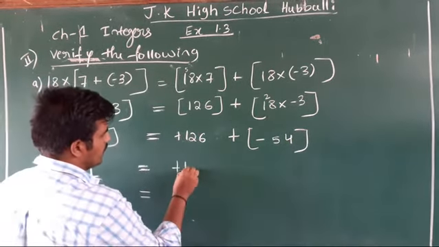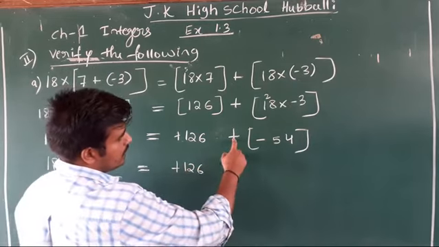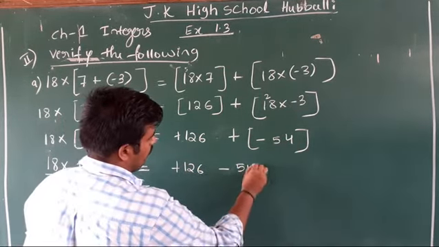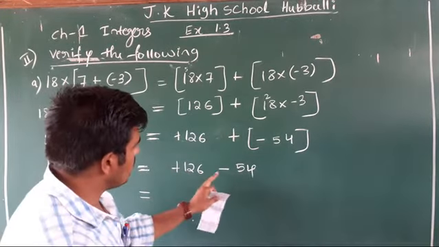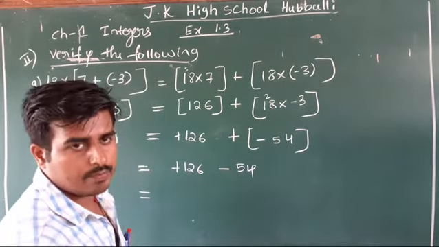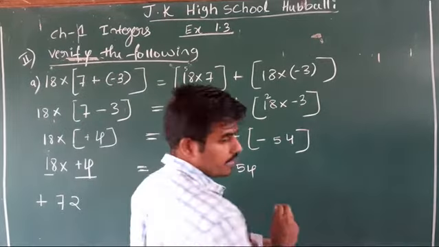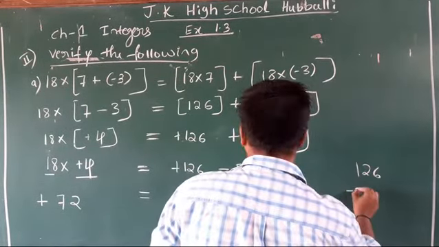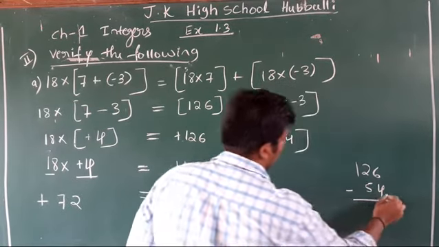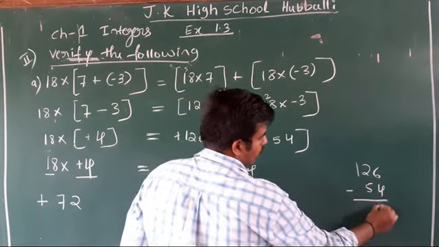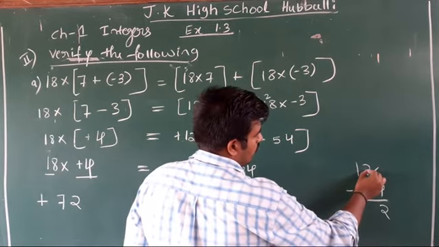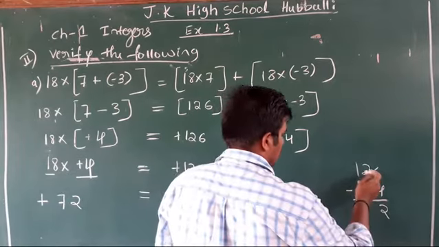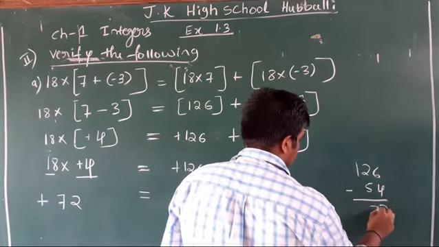This plus 126 as it is, plus into minus, minus 54. You solve this. Plus 126 minus 54 means subtraction. Signs are different, and there is no multiplication sign between them. So subtract 126 minus 54. 6 minus 4 will give you 2. Whatever procedure you have learnt in primary, 12 minus 5 is 7.